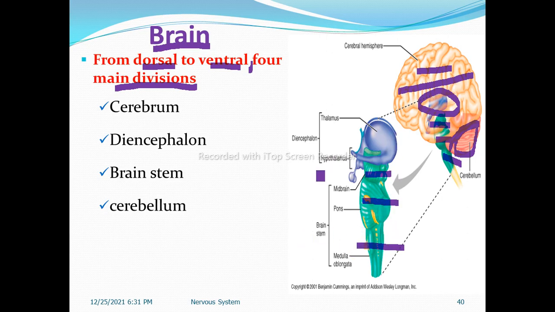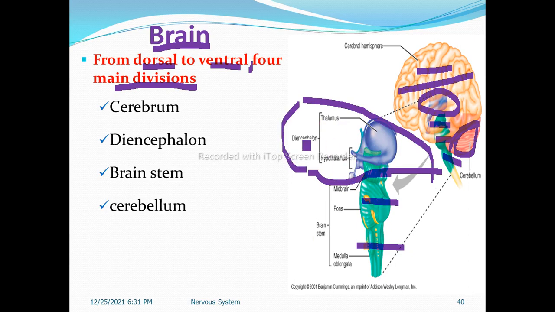But above this area is known as the diencephalon. The diencephalon has the thalamus, hypothalamus, and epithalamus. So this is the thalamus, by the way. This is the thalamus. This is the hypothalamus. This is the pituitary gland. So this area is known as the diencephalon. Let me see them one by one.